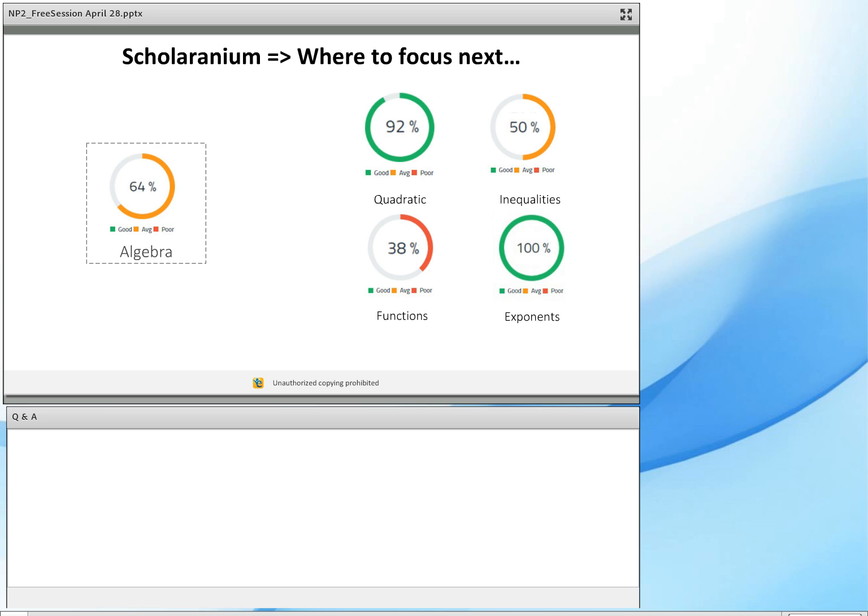And it's very clear that this particular student needs to focus on inequalities and functions. And once he focuses on inequalities and functions, this particular student would be able to improve his algebra ability to the required level.